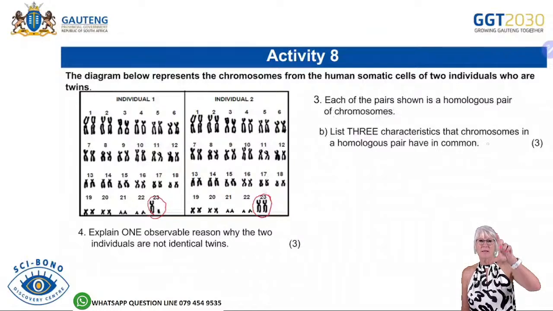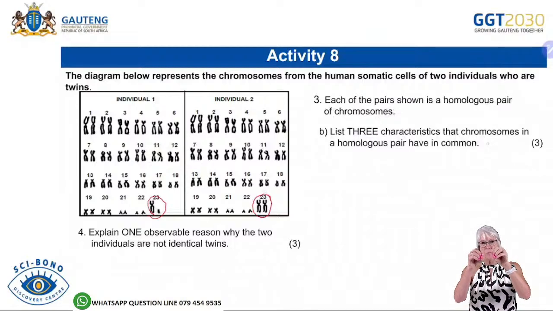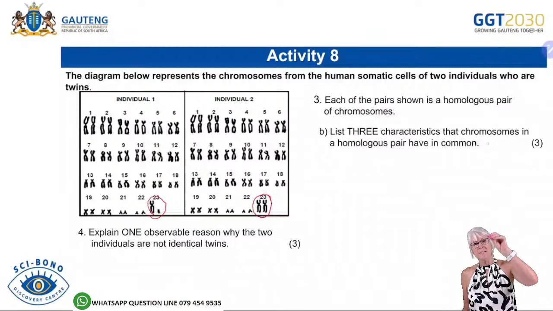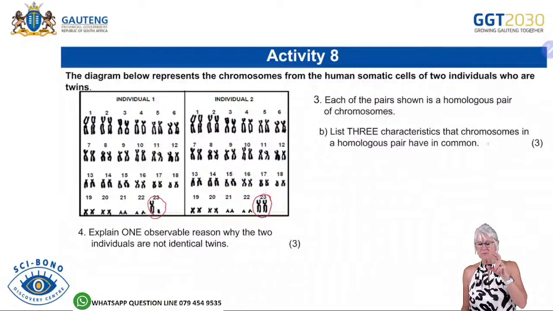So remember we said they're the same size, the same shape, the centromere would be in the same position, they carry exactly the same genes. Okay, so it might be different alleles or different forms of the gene, but the gene, if it's for eye color, then it would be in the same place on both of the chromosomes.